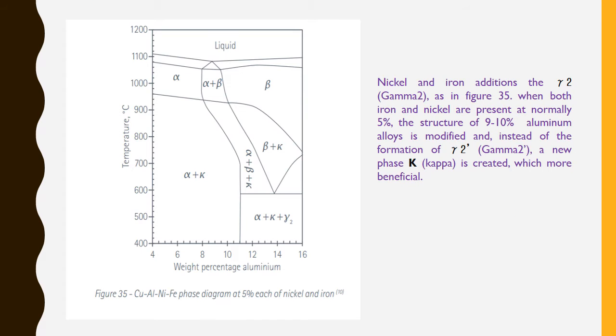Nickel and iron addition. Gamma 2 is eliminated when both iron and nickel are present. At normally 5%, the structure of a 9 to 10% aluminum alloy is modified, and instead of the formation of gamma 2, a new phase, kappa, is created, which is more beneficial.